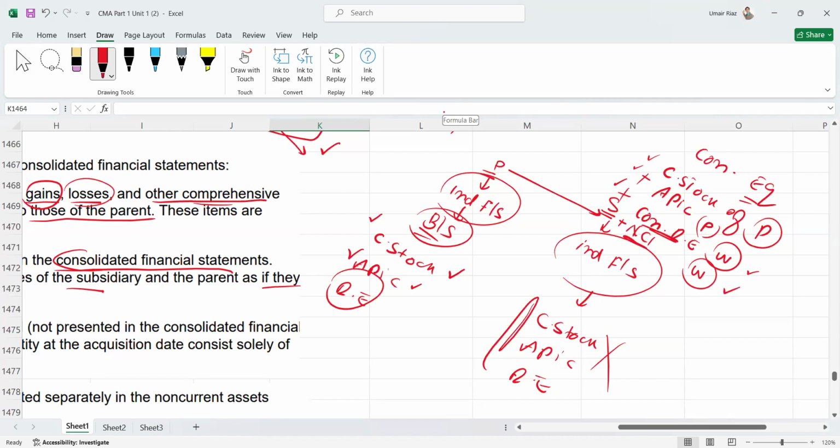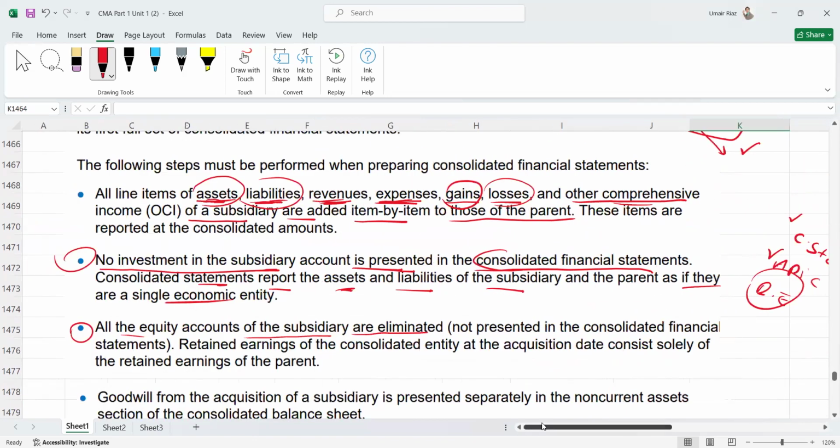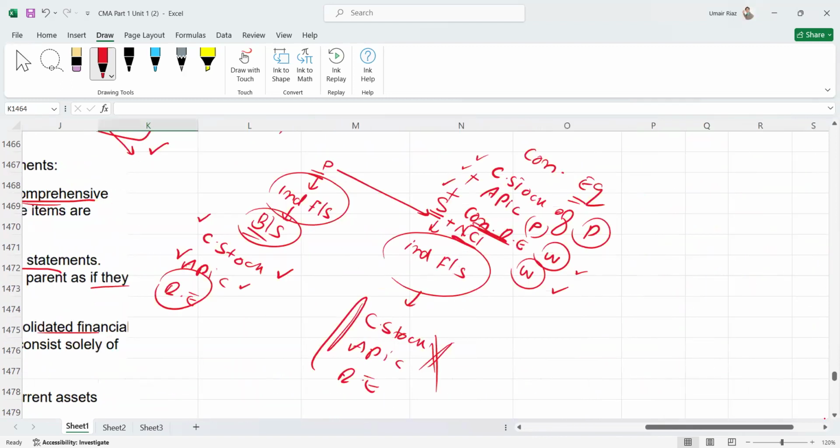In simple terms, the subsidiary's equity accounts are eliminated, not presented in the consolidated financial statement. Retained earnings of the consolidated entity at the acquisition date consist solely of the retained earnings of the parent. Then we will add certain adjustments to the parent's retained earnings. That is why I told you we will use consolidated retained earnings, and for that I teach you the working.